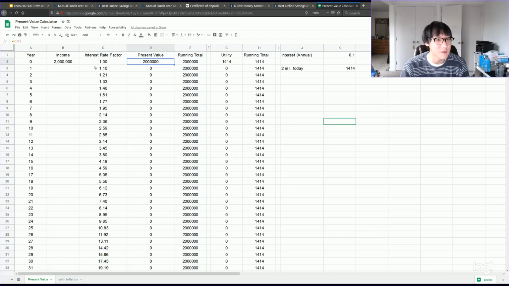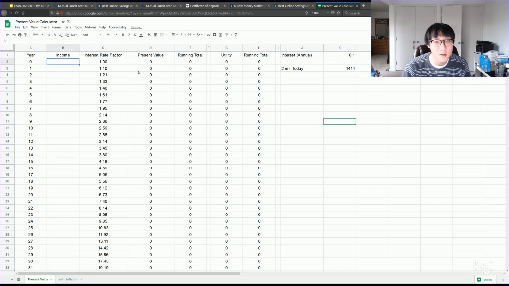The utility of that is the square root of this number, and that value ends up being 1,400. So I recorded that here. $2 million today is worth 1,400 units of utility. Now let's instead imagine that I'm paid over time.